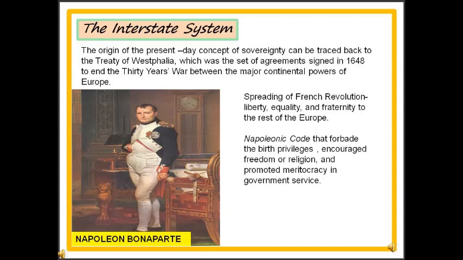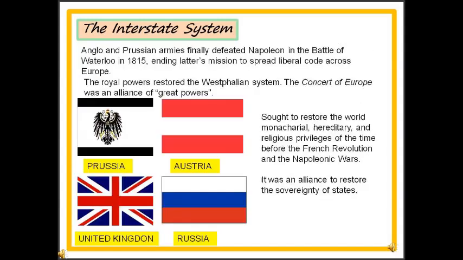So, sovereignty is thus one of the fundamental principles of modern state policies. Understanding how this became the case entails going back as far as 400 years ago. The Westphalian system was destroyed by Napoleon Bonaparte, who spread these ideas through the Napoleonic Code. To continue, the Anglo and Prussian armies finally defeated Napoleon in the Battle of Waterloo in 1815, ending the latter's mission to spread the liberal code across Europe.